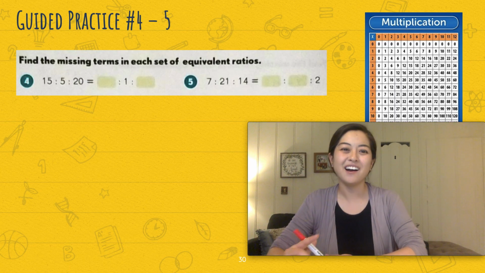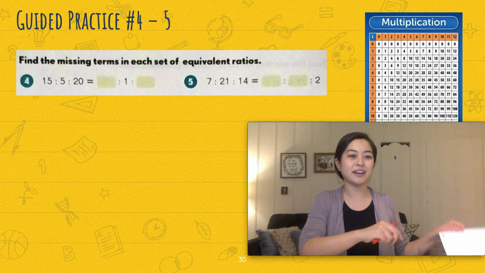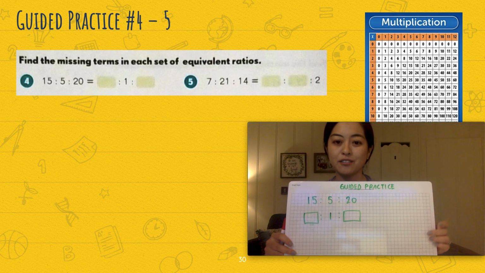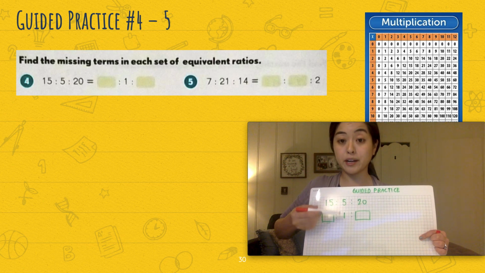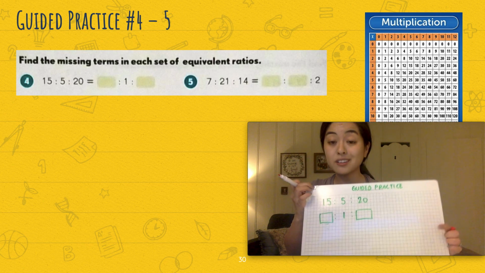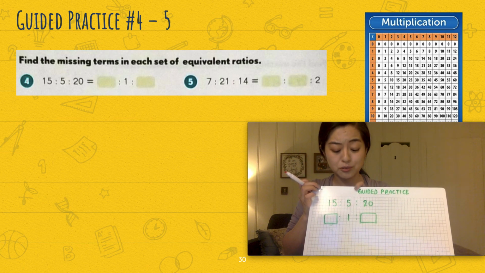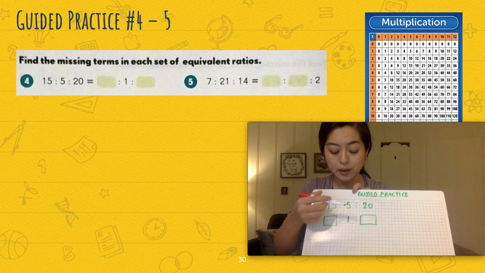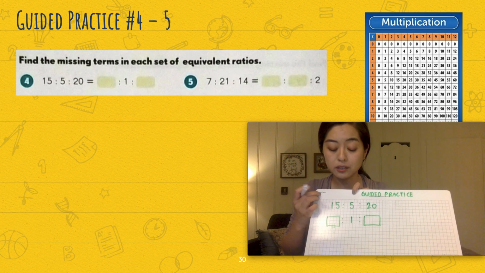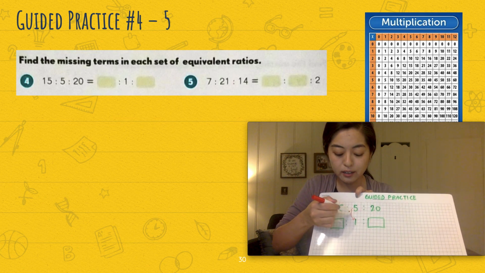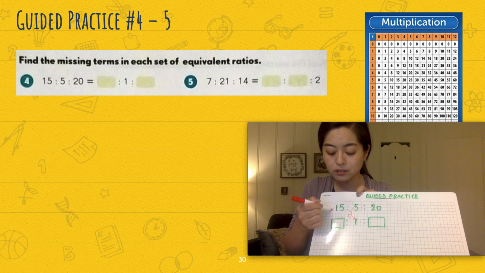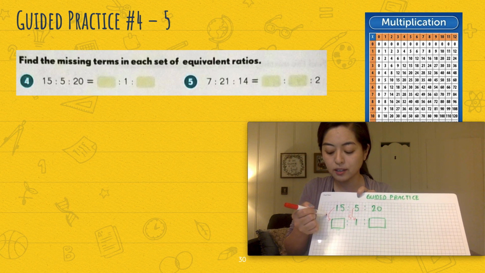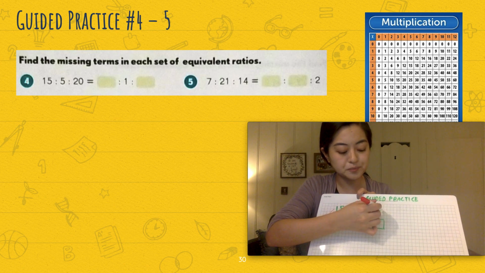Hi again. Alright, so I stacked number 4's ratios like this, and let's see, it looks like for the second term I know both values, so I'm going to use that as a clue to figure out what to do to the other terms. Okay, so 5 to 1, it gets smaller. So I know I have to divide. What do I need to divide 5 by to get 1? By itself. So 5 divided by 5 is 1. So I have to divide by 5 with the other terms.